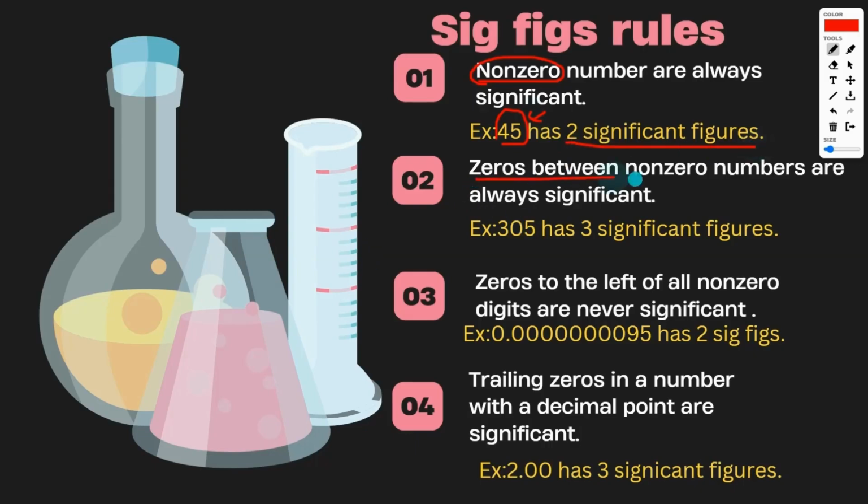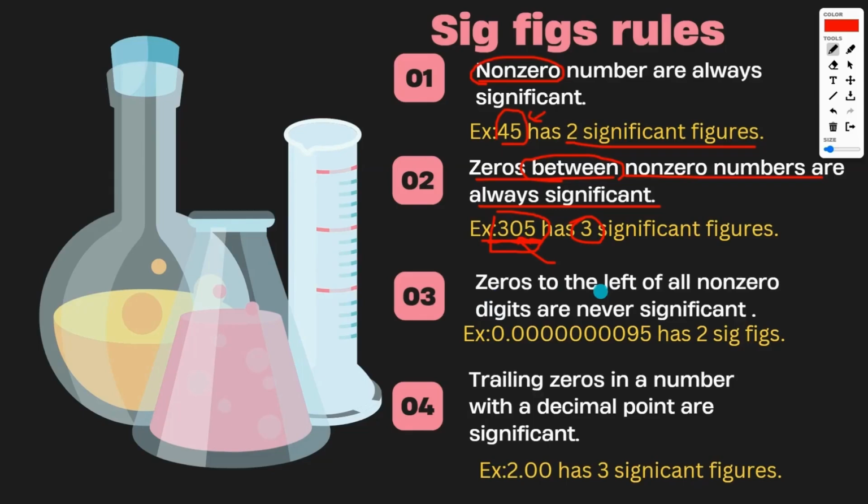Zeros between non-zero numbers are always significant. What does that mean? In my example, we have 305. The zero between 3 and 5 is significant because it's surrounded by two numbers that are not zeros. So 305 will have 3 sig figs.